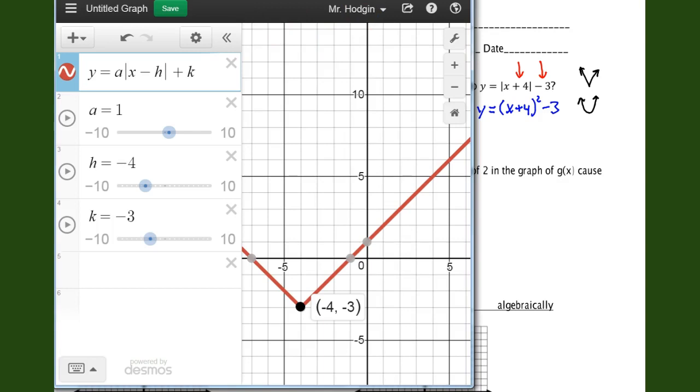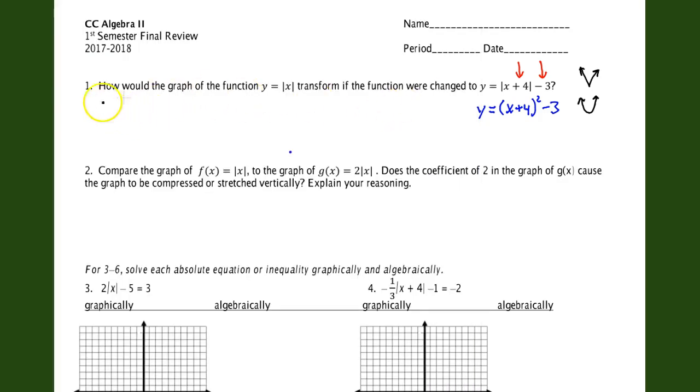So we can write something like, graph will translate, looks like 4 to the left and 3 down.